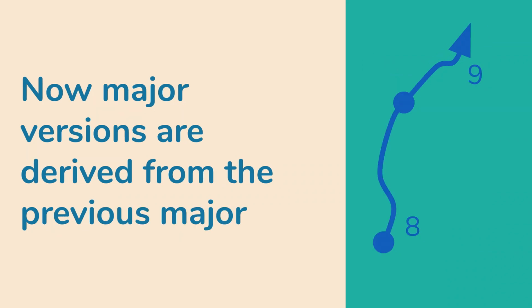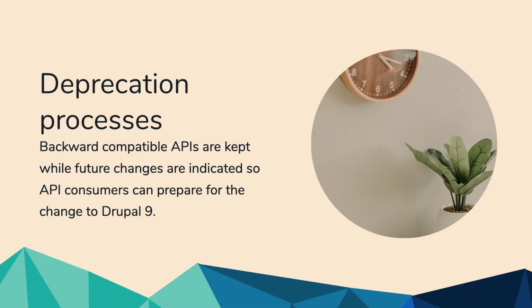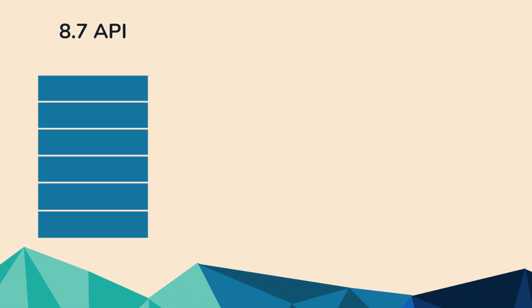Instead of needing to move tracks and trains and take things apart, now major versions are derived from previous major versions. We are building Drupal 9 in Drupal 8 directly. This is where the fourth major process for innovation in Drupal comes in, deprecations. We mark changes we want to make in the future in the code base so people can prepare for that change while still using the same code base. Let's see how they work.